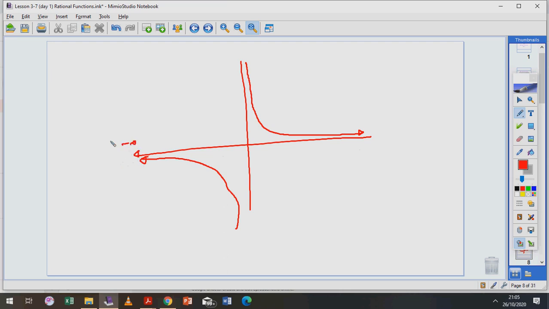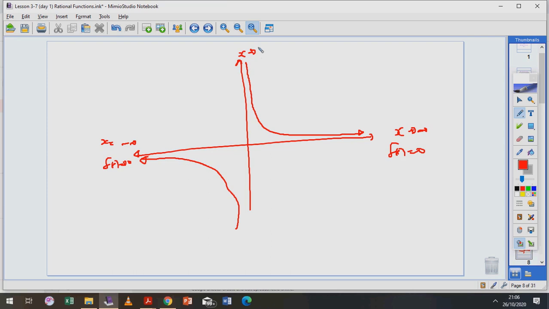So as x tends to negative infinity, the function is going to 0. And as x goes higher and higher to positive infinity, the function is still approaching 0. That's a horizontal asymptote. Remember, the vertical asymptote was the opposite.